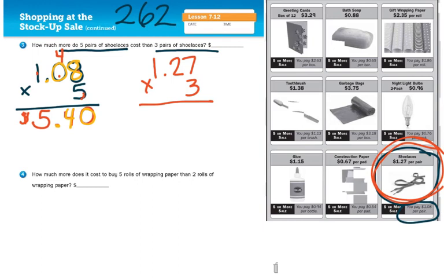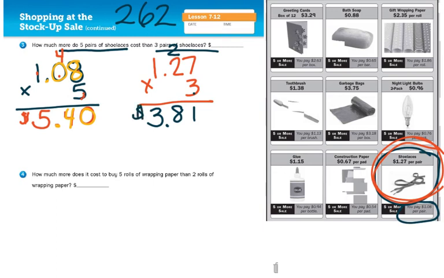And $1.27 times 3. Let's ignore the decimal point for right now and go ahead and multiply. 3 times 7 is 21. Put down your 1, carry your 2. 3 times 2 is 6, plus 2 more is 8. And 3 times 1 is 3. Now, they're about $1, a little more than $1, if I buy 3 pairs of them. So 3 times 1 would be 3. So if I put my decimal point between the 3 and the 8, my answer is about 3.